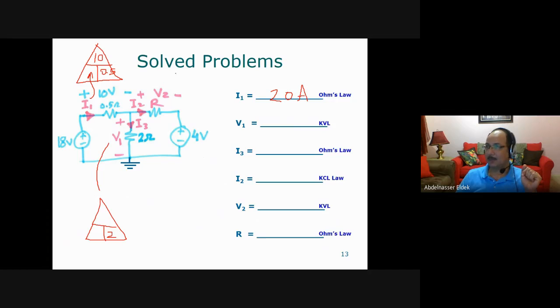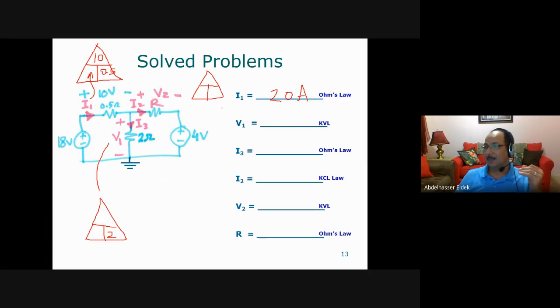Okay, what about this one here? Let's see. Can I calculate anything here? Oh my god. I2 is unknown, V2 is unknown, R is unknown, so you don't have any knowledge here, so you cannot use Ohm's law here at all. Okay, so what's the solution now?